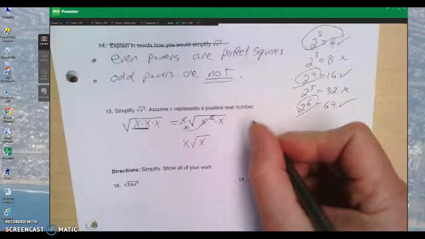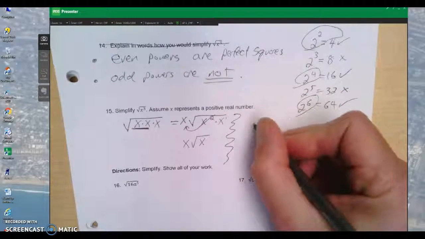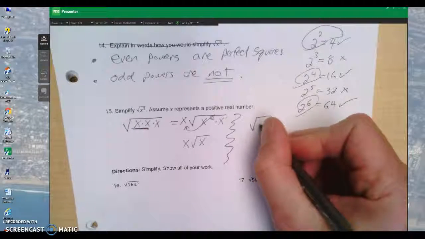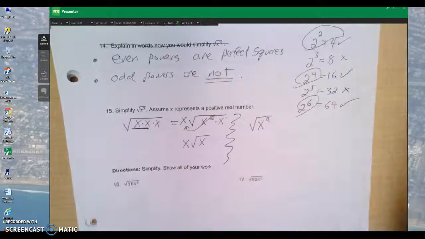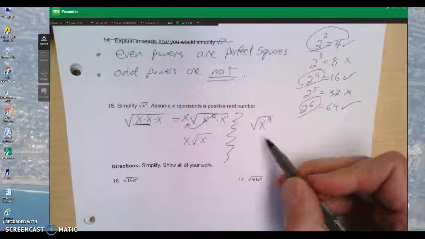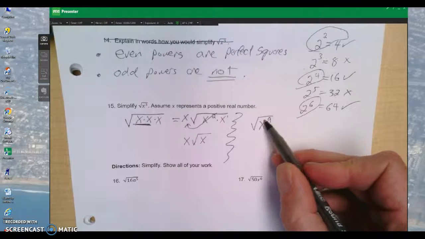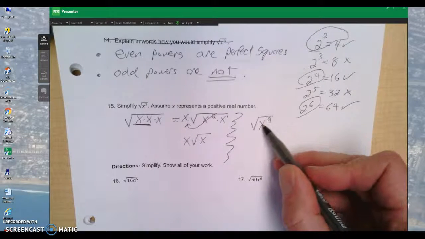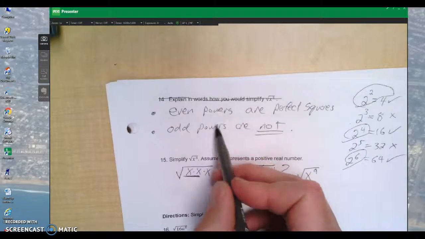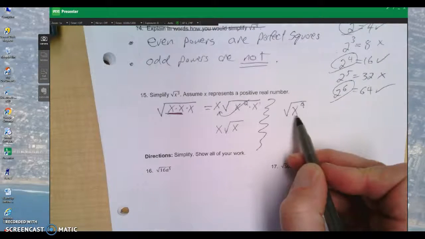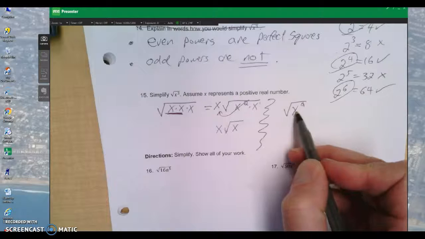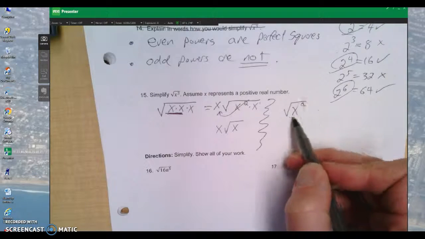Let me show you one more. What if I said the square root of x to the ninth? Now please don't get confused by this. This is not a perfect square. These are powers, guys. This is an exponent, not a base. The base has to be a perfect square to take the square root of.